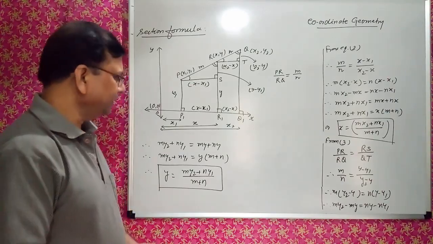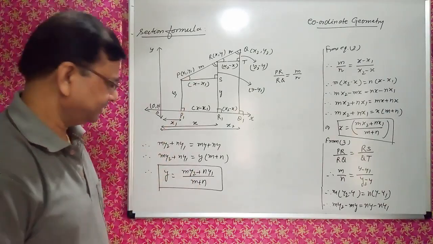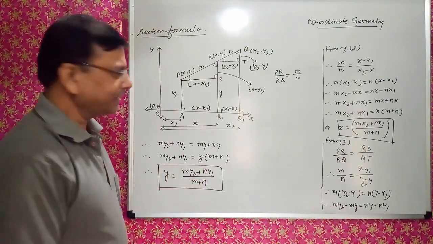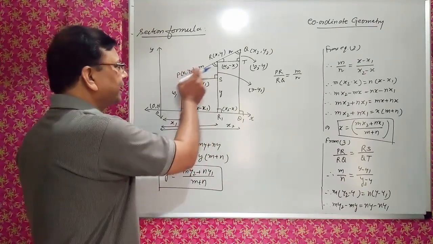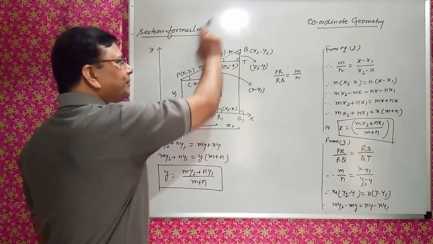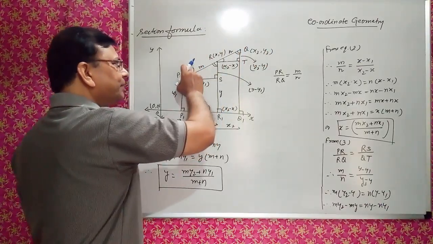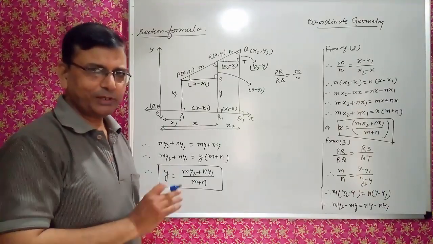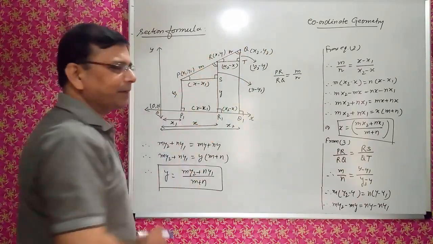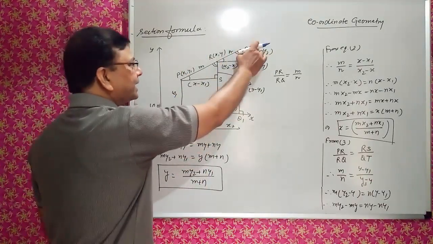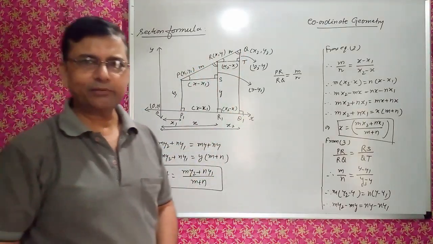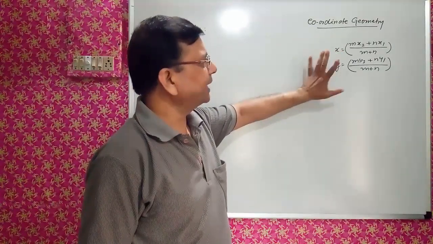Clear? So the question arises how to remember. See, (my2 plus ny1) upon (m plus n). See, this point, m is there with this point, n is there with this point. So m will be multiplied over here and n will be multiplied over here. This way you have to remember. (m y2 plus n y1) upon (m plus n), (m x2 plus n x1) upon (m plus n). This is the way how we can remember, right? x is this, y is this.